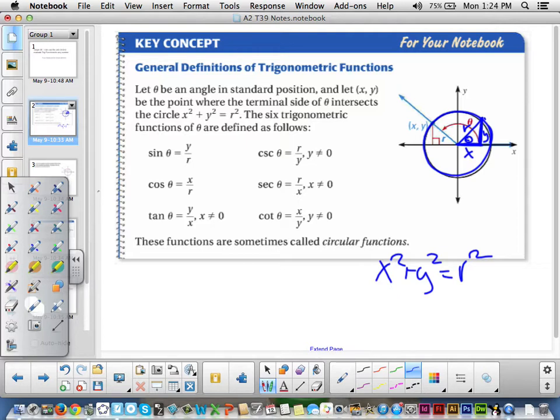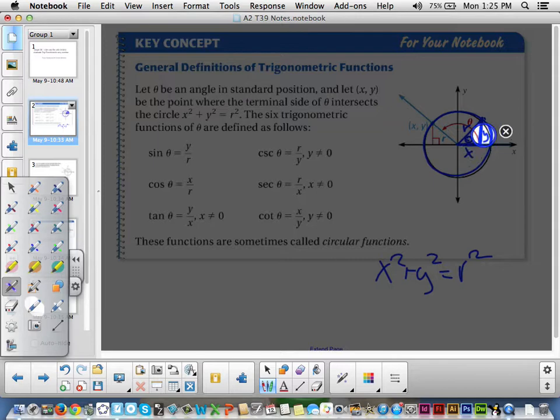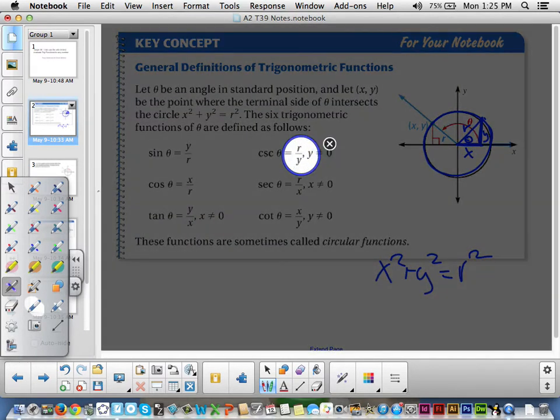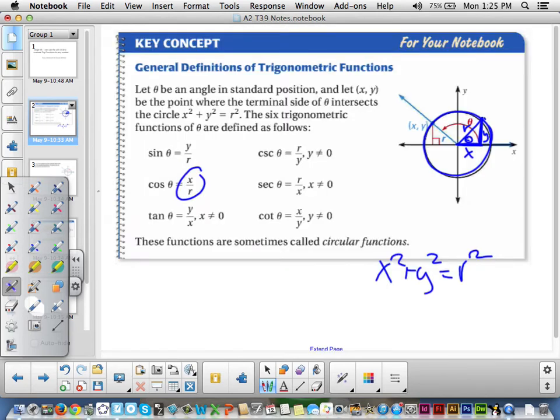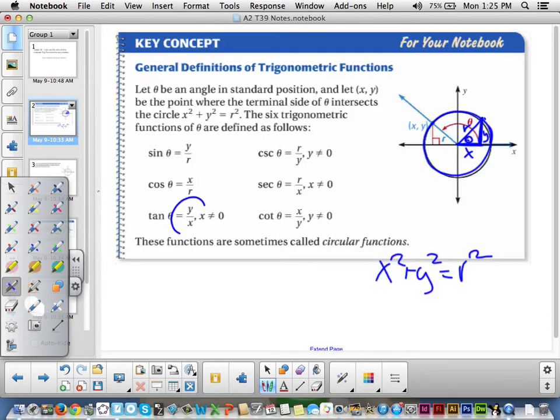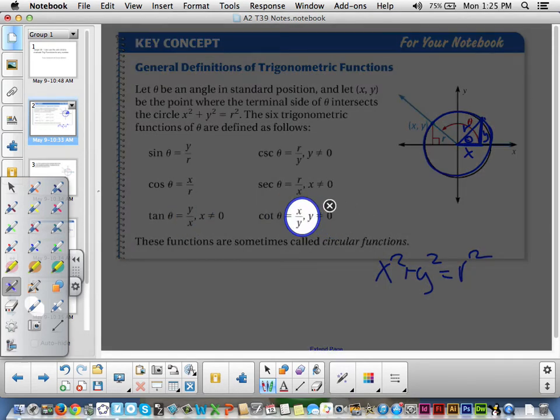Cosine is adjacent over hypotenuse. Here's your adjacent. Your radius ends up being r, x over r. Tangent would be y over x, opposite over adjacent. That ends up being y over x. Make sure, again, x is not 0. And then all the other three are just flips. Y over r, we flip it to r over y. X over r flips to r over x for secant. And y over x flips to x over y for cotangent.